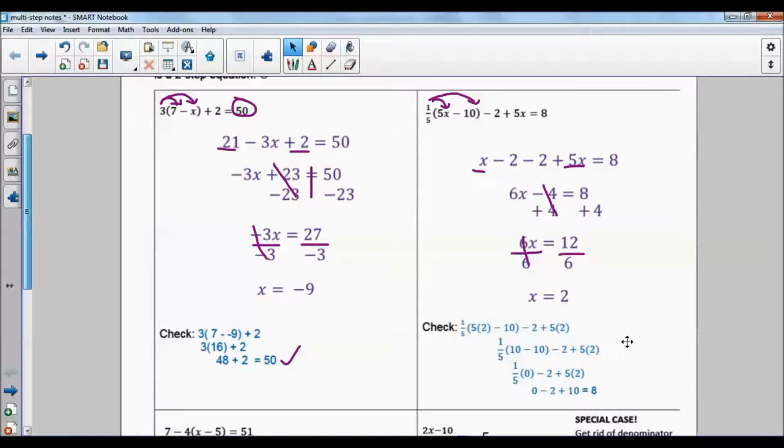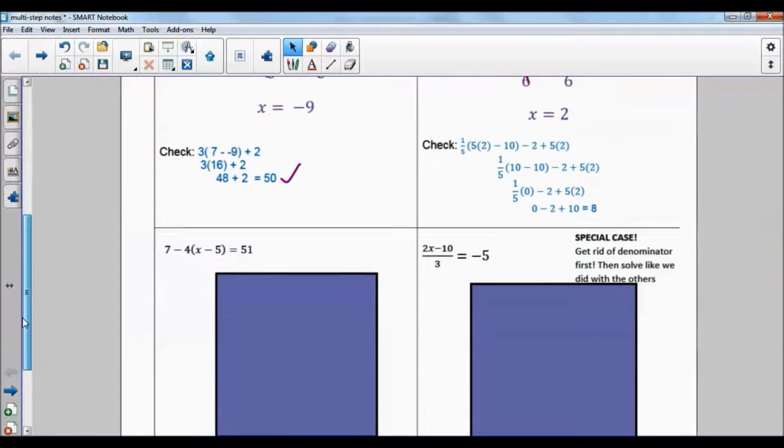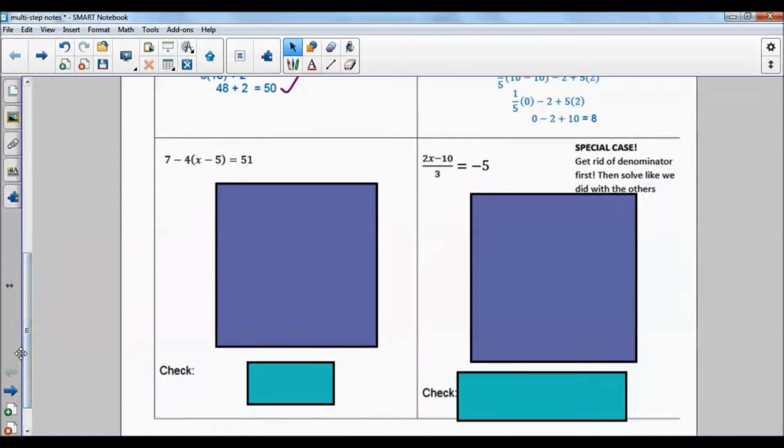Okay, our third equation, we have 7 minus 4 parentheses x minus 5 is equal to 51. So the first thing we have to do here, again, we have to distribute first, right? It's not at the beginning of our problem, but it is somewhere in our problem, so we have to do our distributive property. So this time we're distributing that -4.